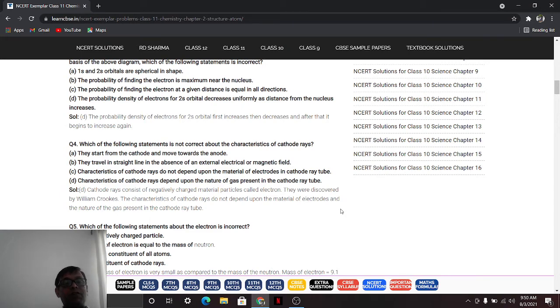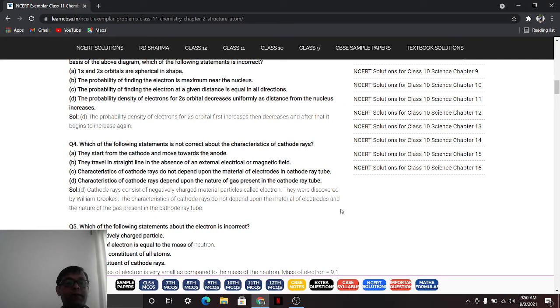Cathode rays consist of negatively charged material particles called electrons. They were discovered by William Crookes. The characteristics of cathode rays do not depend upon the material of electrodes and the nature of the gas present in the cathode ray tube.